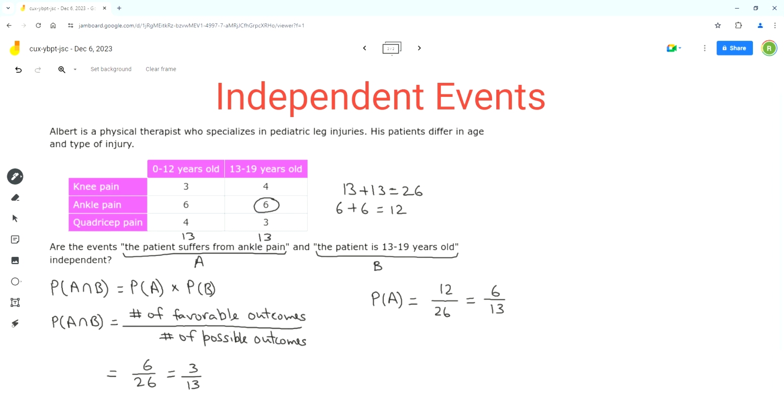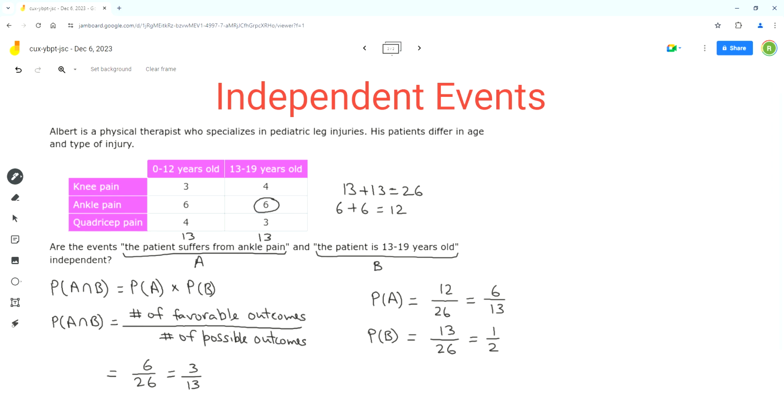Next, we can calculate the probability for event B. So if we have to select a patient, the number of possible outcomes will be 26. The number of favorable outcomes for event B is 13 because there are 13 patients in the 13 to 19 years old age category. And 13 over 26 can be reduced to 1 over 2 because both 13 and 26 are divisible by 13.